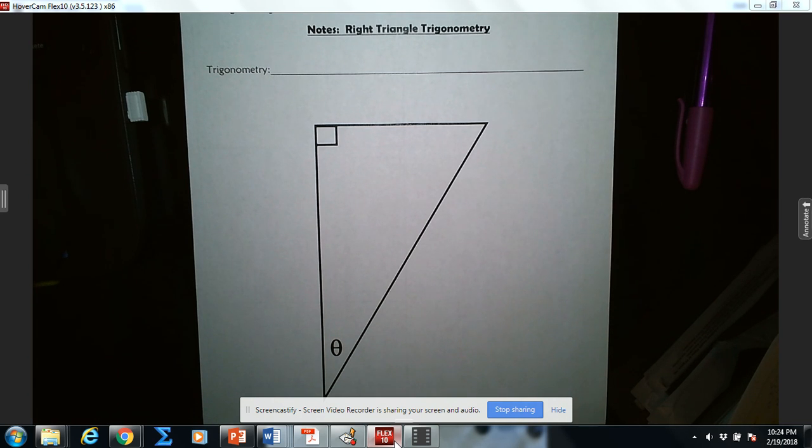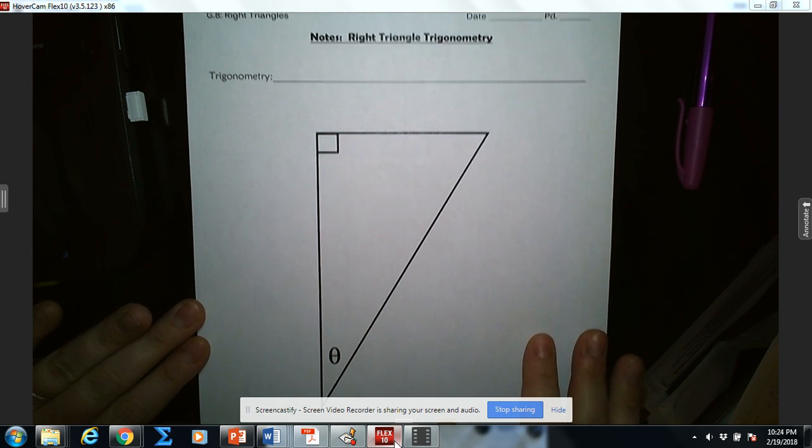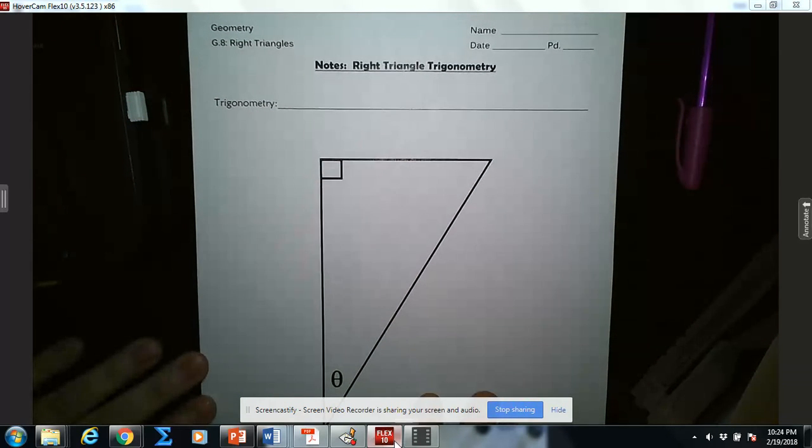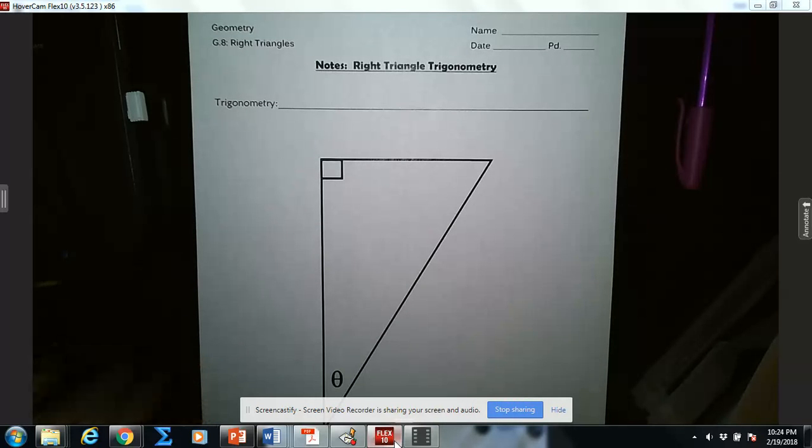Hello students, in this video we are going to be working on right triangle trigonometry. There are several things that you're going to need here. There's actually two note pages. One is what you see here with this giant right triangle. We're going to use this page for vocabulary purposes.